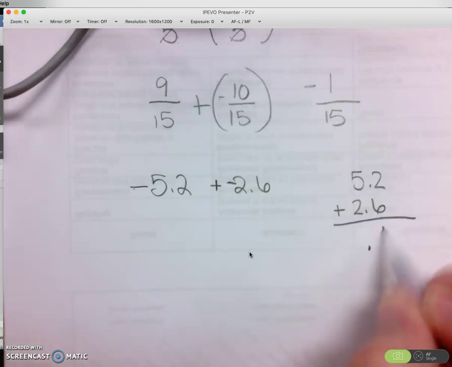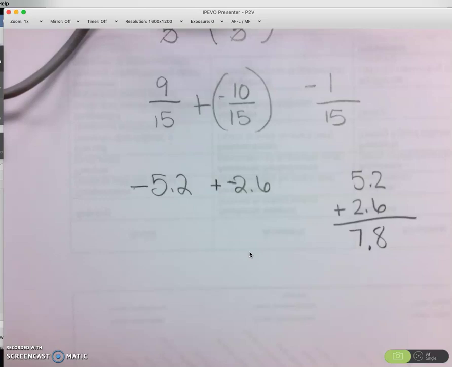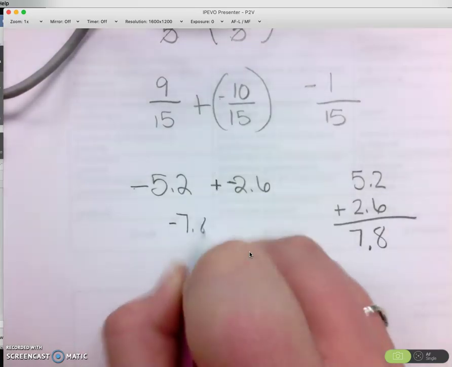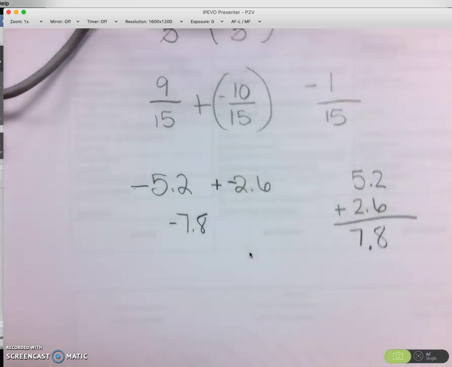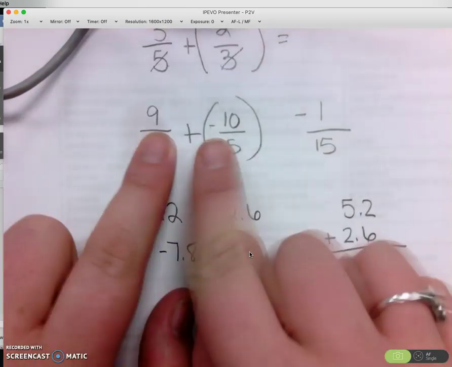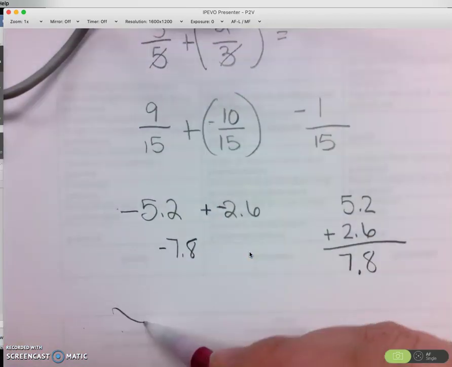Add your two numbers. Why do you have to show work if you just figured it out? 7.8. But it stays negative, so negative 7.8. Show as much work as you can, or it will be wrong. So when you subtract fractions, or when it says 9 minus fractions, you have to subtract that? Yeah, because I have 9 plus a negative here. Oh, yeah. Okay, next one.